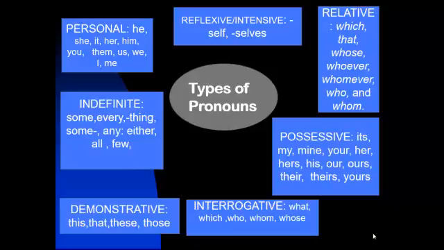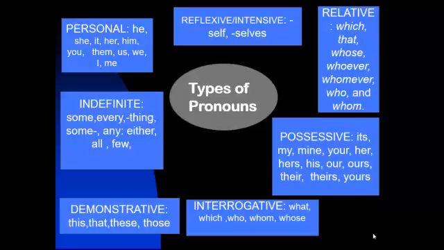We have the personal pronouns: he, she, it, her, him, you, them, us, we, I, and me. Those are the personal pronouns. And then we have the indefinite pronouns. These are quite a number of pronouns. Remember, inside the chapter on subject-verb agreement, we discussed them in detail. So take your time, trace back to the list.